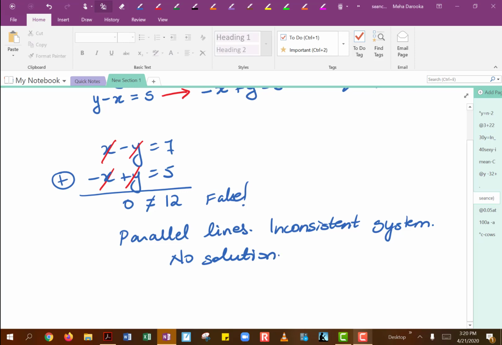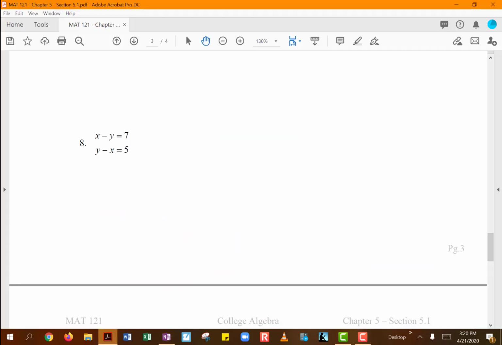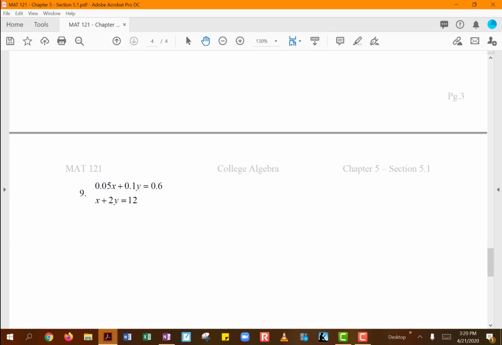Okay, so this will happen when you are using the addition method. Both your x and y variables should cancel out and you should end up getting a false statement. Okay, so this was our example number 8. Now let's take a look at this guy over here, number 9. We have 0.05x plus 0.1y equals 0.6. And the second equation is x plus 2y equals 12.